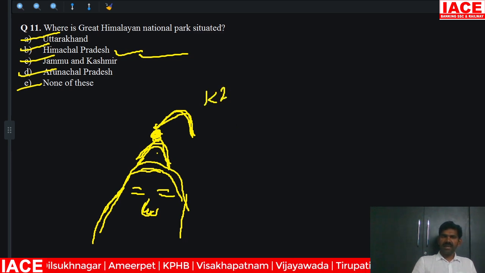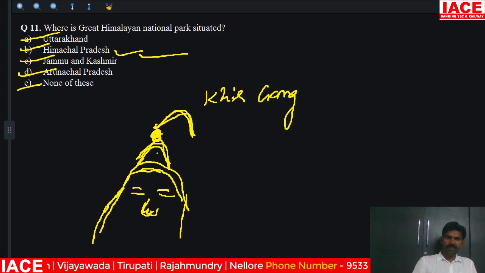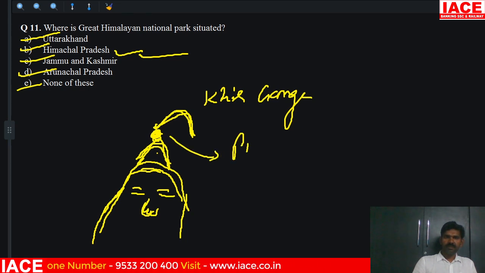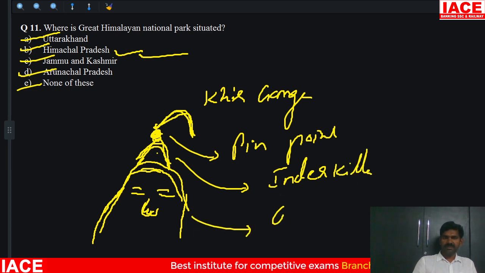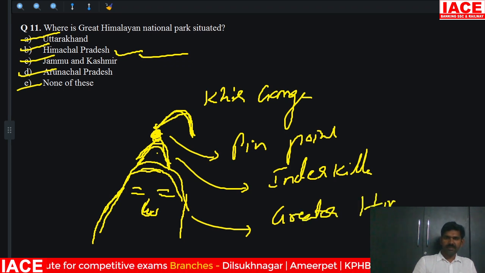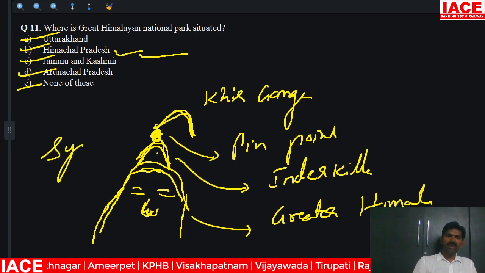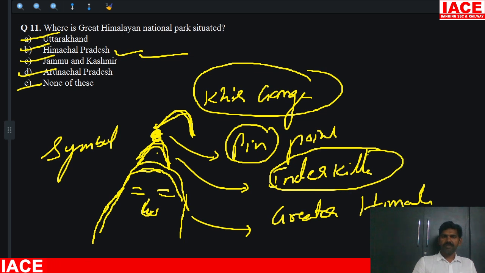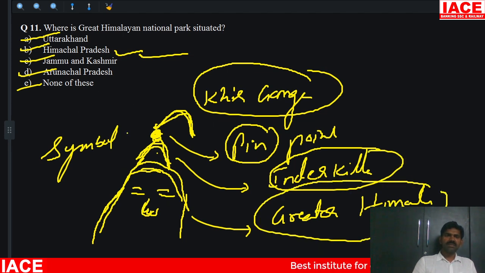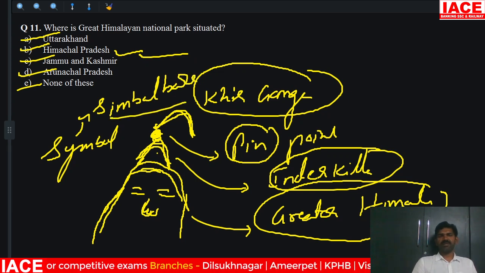So I am saying that Kir Ganga flowing from the pinpoint of Indrakila. This is Indrakila, you know there is an Indrakila in Vijayawada, on Greater Himalayas. What does that signify? It signifies the symbol of Lord Shiva. So what are the national parks present in Himachal Pradesh? First of all, Kir Ganga National Park, Pin Valley National Park, Indrakila National Park, Greater Himalayas National Park, and symbol stands for Simbalbara National Park. So these are the national parks present in Himachal Pradesh. Obviously Greater Himalayas is present here, so the answer is Himachal Pradesh. Very simple.